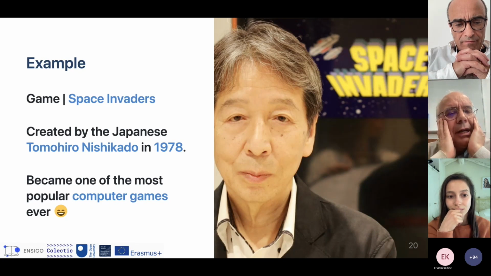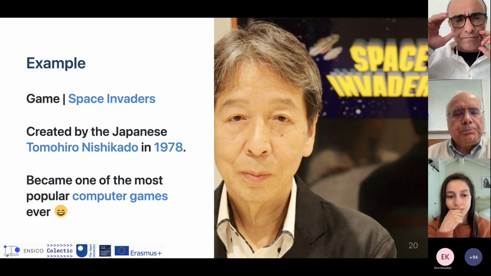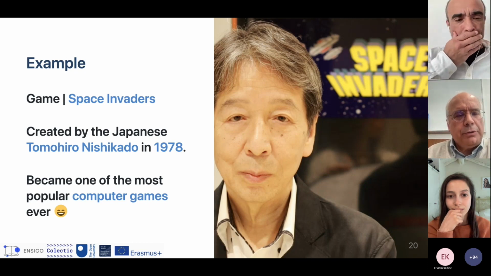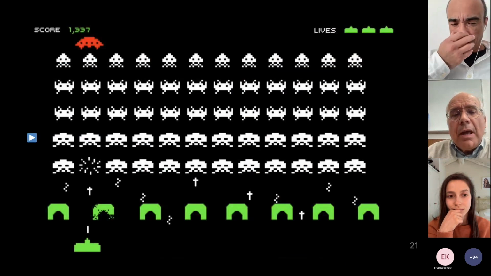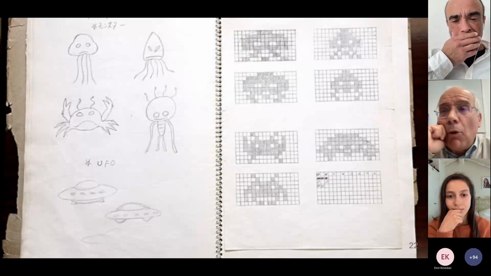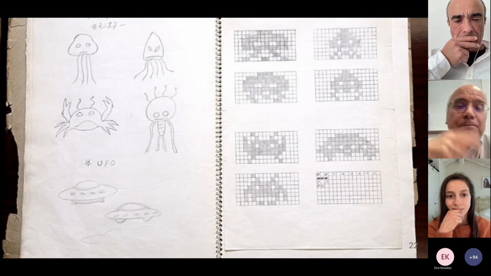And we found the Space Invaders game, created in 1978 by the Japanese computer scientist Tomohiro Nishikado, and we realized that his notebook, the one he used to plan and think about this game, became available on the web. And we can see from it the method that he used.